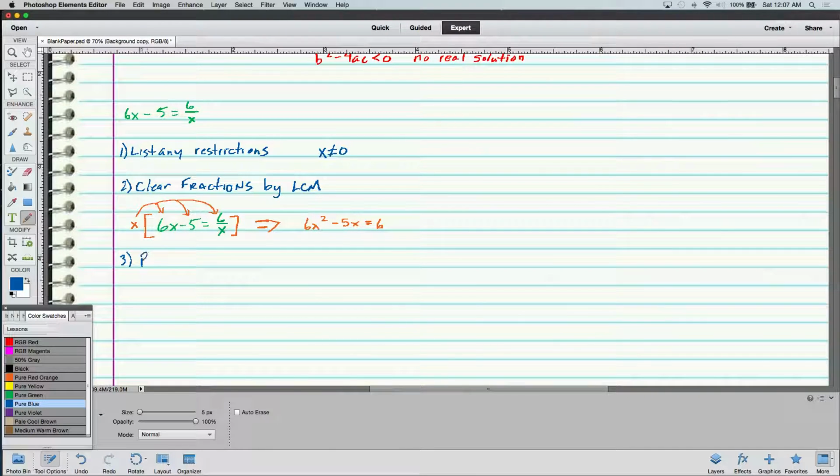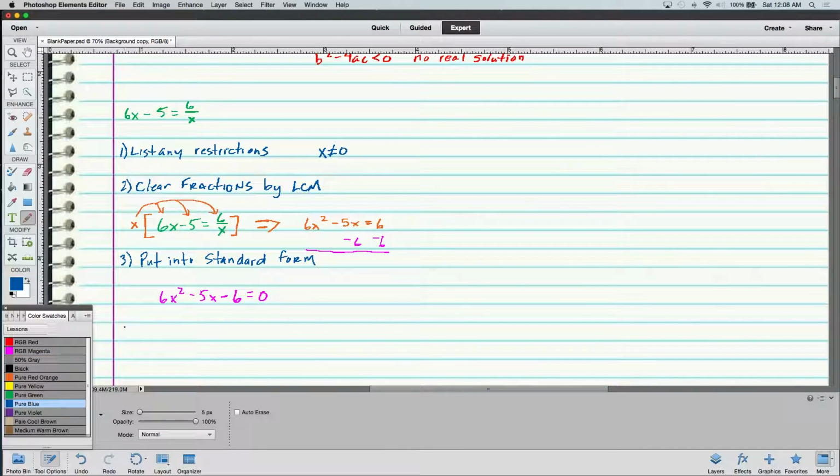Now this starts to look pretty close to our standard form. Step 3, we're going to put it into standard form. In order to get this into standard form, we want to subtract our 6 from both sides, or just move our 6 over to the other side. So we're left with 6x squared minus 5x minus 6 equal to 0. Now we can solve this by factoring.